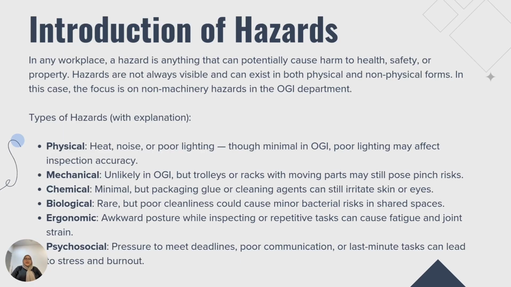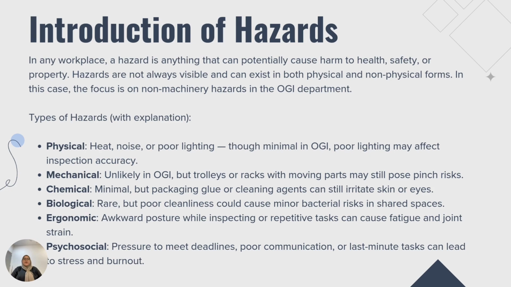Alright, let's begin by understanding first what a hazard really is, because identifying risk starts with knowing what we are actually looking out for. In any workplace, hazards can be both obvious and hidden. Some hazards cause direct physical harm, others affect our long-term health or job performance. For example, physical hazards like poor lighting can affect inspection quality. Mechanical ones are rare in OGI, but things like trolleys still have small risk.